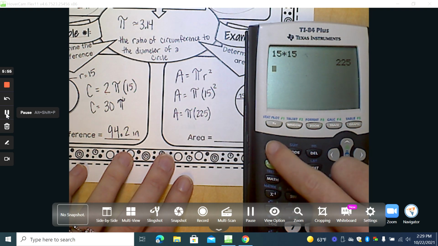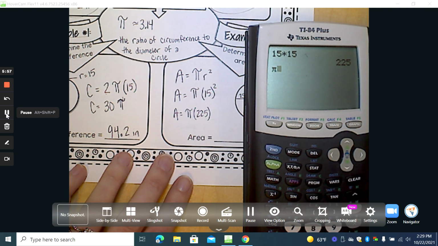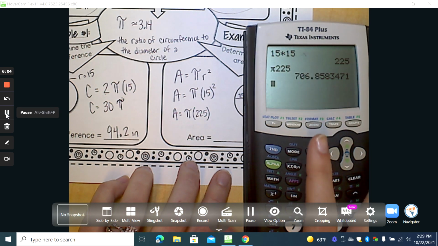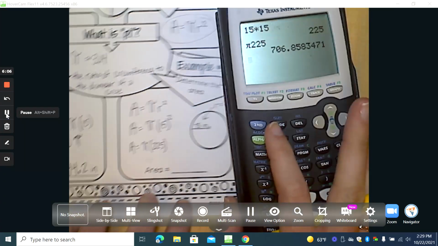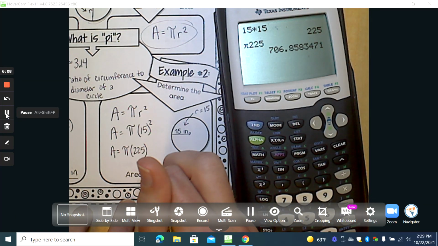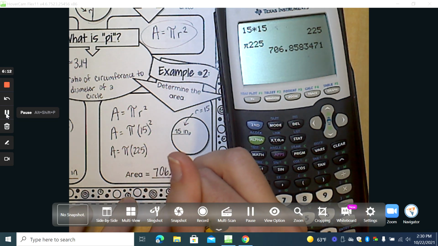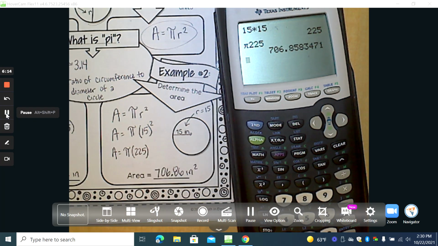And so if I were to take pi times 225, I would get 706.858. And I can go ahead and round it. Let's use 706.86 inches squared as my area.